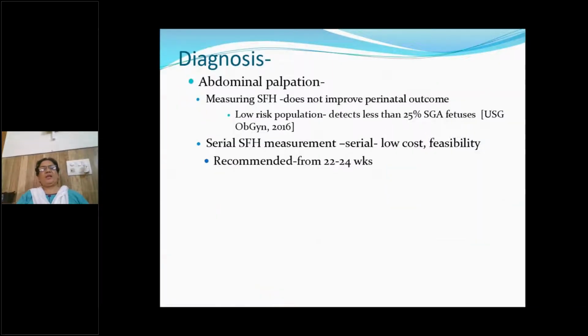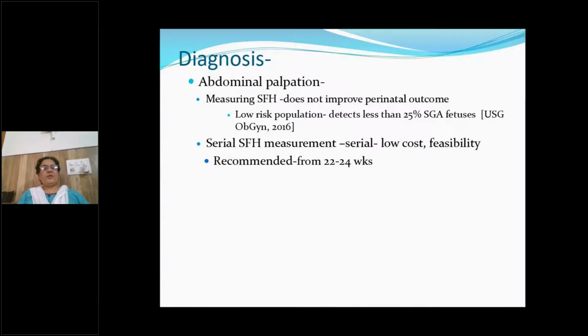So the two important aspects which help us in diagnosing fetal growth restriction are abdominal palpation. One is a subjective palpation as to the height of the uterus. Second is an objective measurement of the symphysiofundal height. Measuring symphysiofundal height from the uterine fundus to the symphysis pubis with a measuring tape is one of the objective ways. Though it's not very sensitive and detects less than 25% of SGA babies, it is generally recommended because it is a simple test which can be done in any setup, even by a paramedical person. It's low cost, and the serial symphysiofundal measurement should be done from 22 to 24 weeks, and we should plot them on a graph.